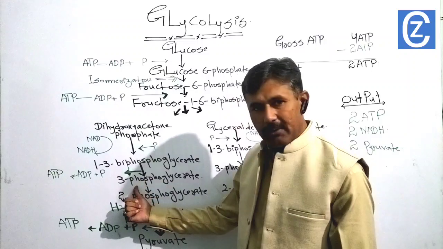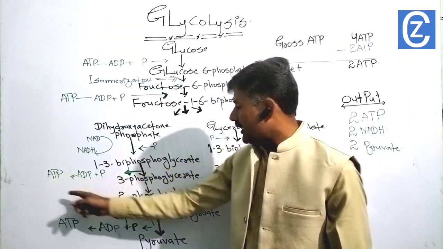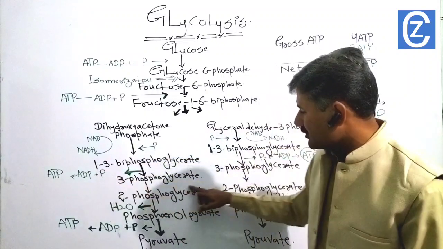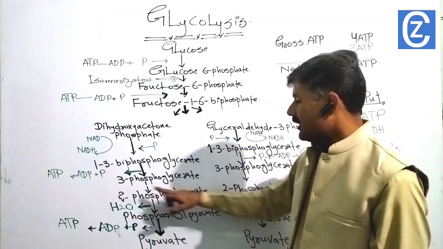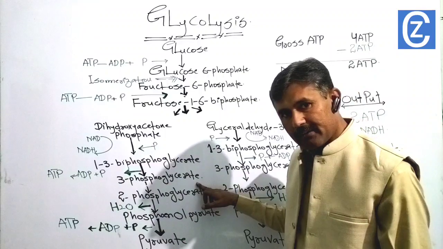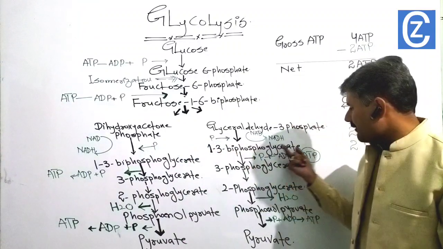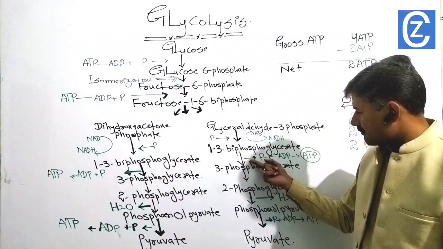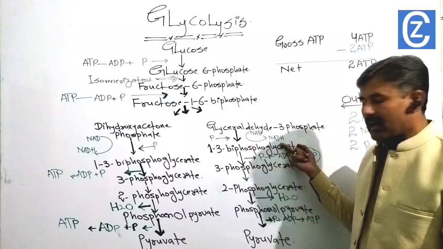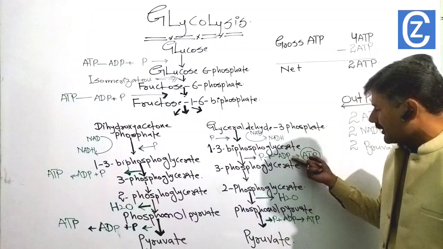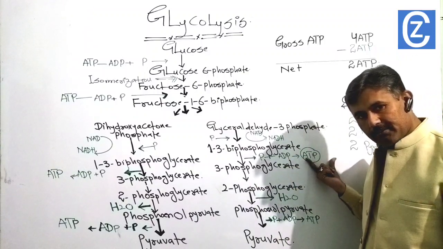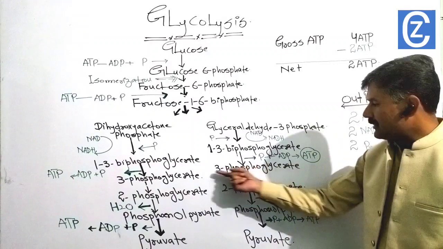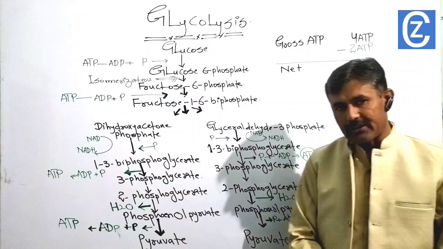From one molecule, we synthesize one molecule of ATP, and when the phosphate from carbon number 1 is removed, we have a molecule of 3-phosphoglycerate. Similarly, from the other 1,3-bisphosphoglycerate, we again remove the high-energy phosphate, and that phosphate combines with ADP and synthesizes ATP. And when ATP is formed, we are synthesizing a molecule of 3-phosphoglycerate.